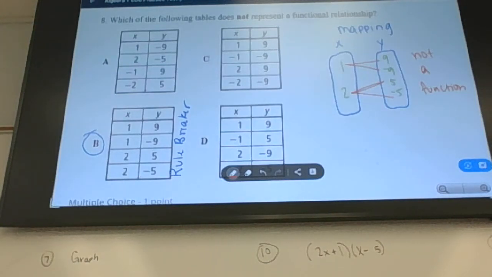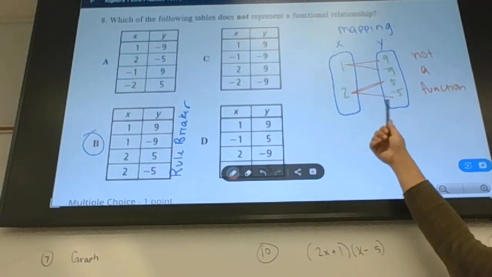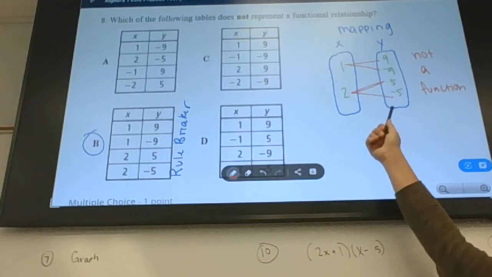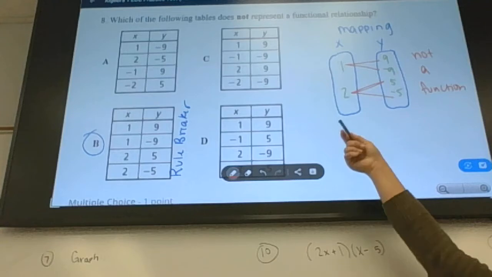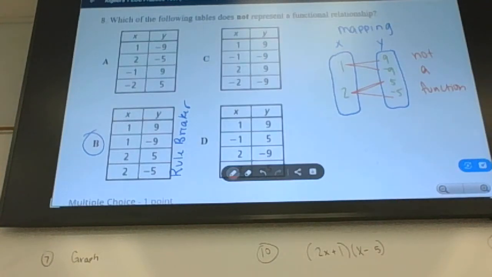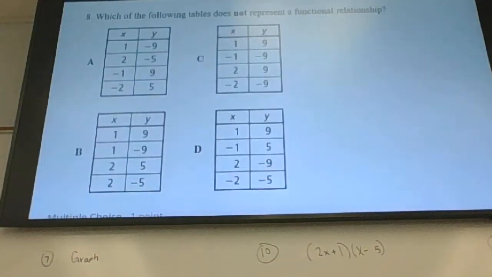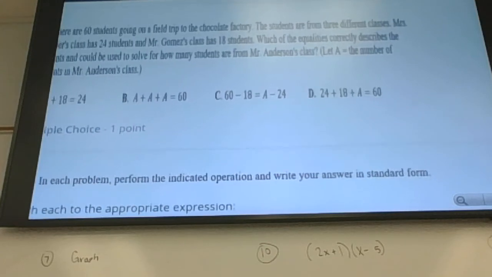So when you read a question asking about not a function, I do encourage you to draw a mapping. These are the easiest way to see it. Ideally, the question would give you a mapping. Who knows what's ideal? All right, number 9.